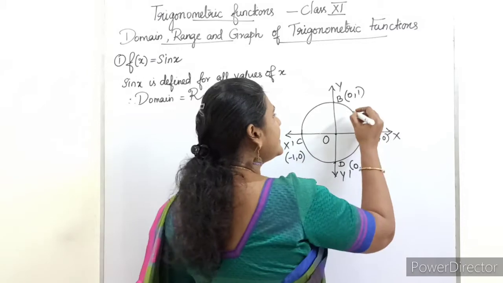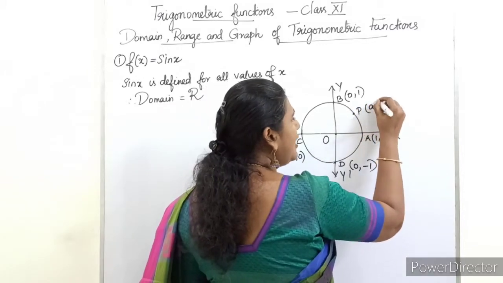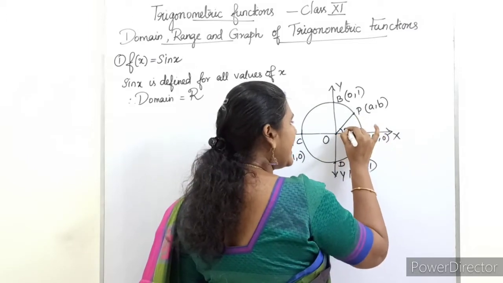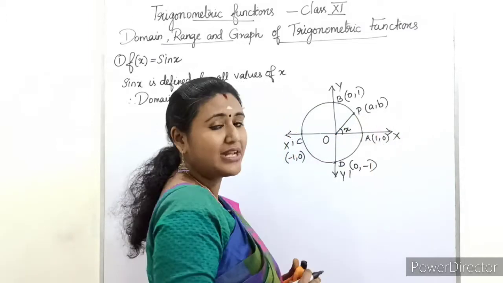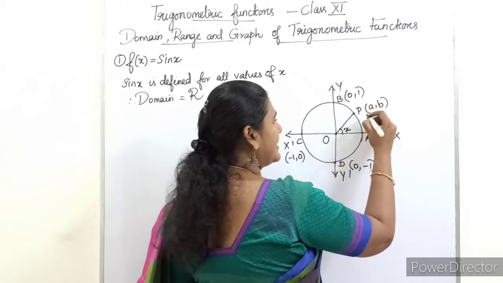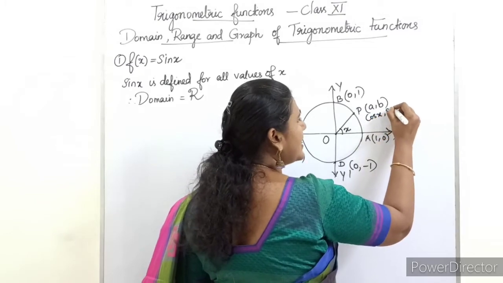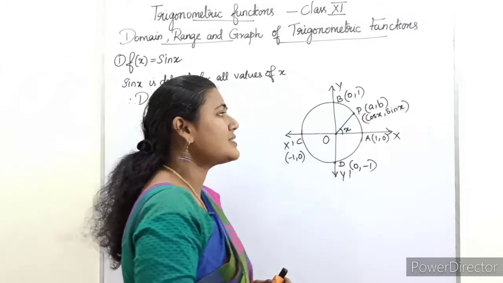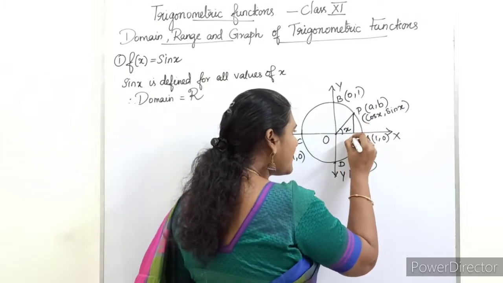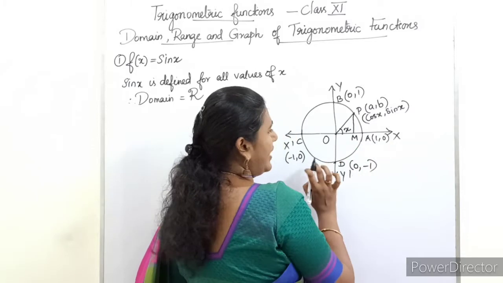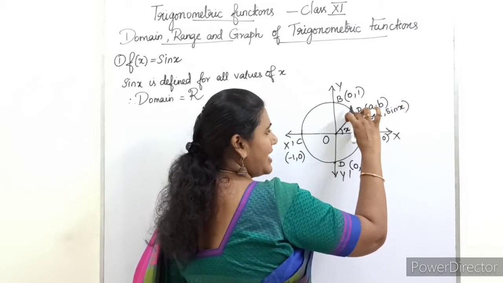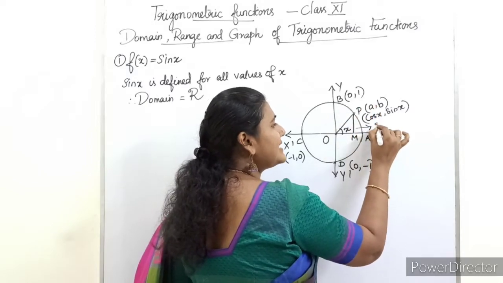Now if you consider a point P on the circle and suppose this point P makes an angle x radian with the positive direction of the x axis, you know how you will represent the coordinates of P, that is cos x, sin x. The coordinates of the point P is cos x, sin x. So here, if I draw a perpendicular PM to the line OX, then this sin x is nothing but the height of this triangle, that is this PM value is sin x.